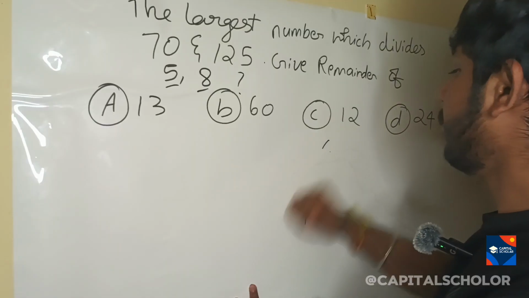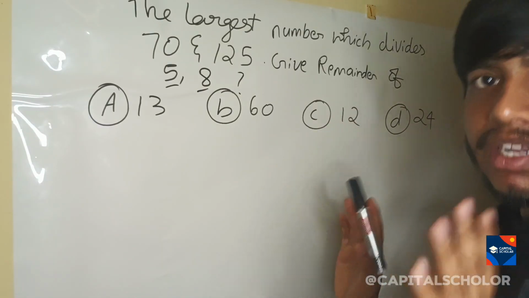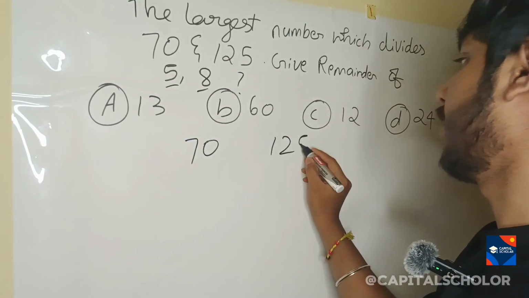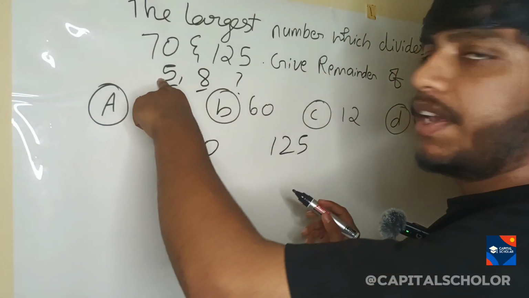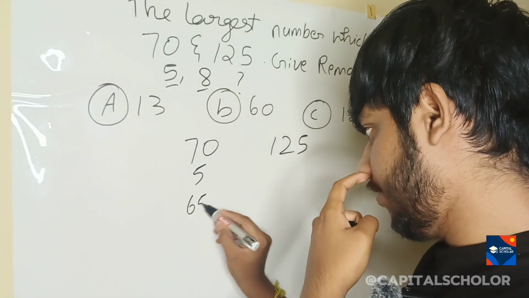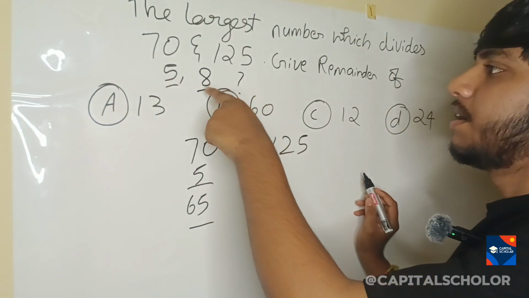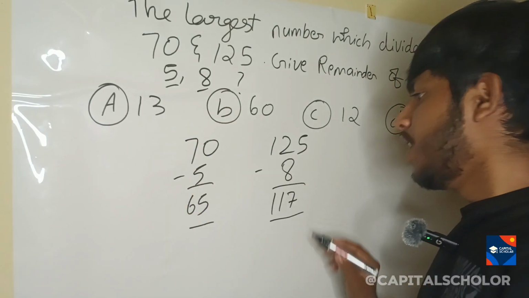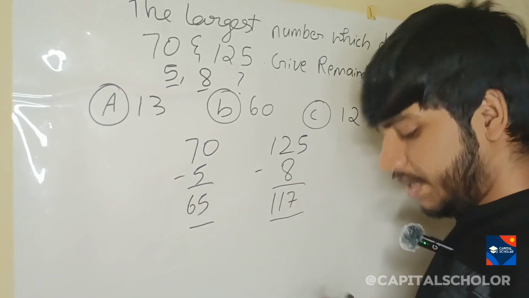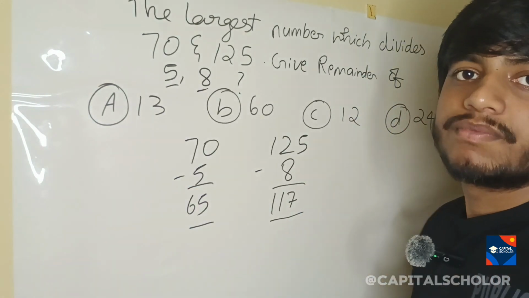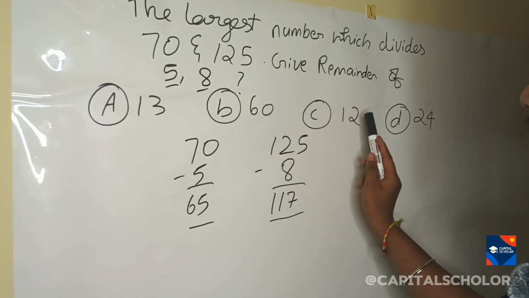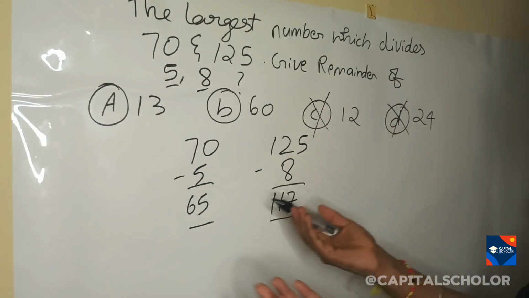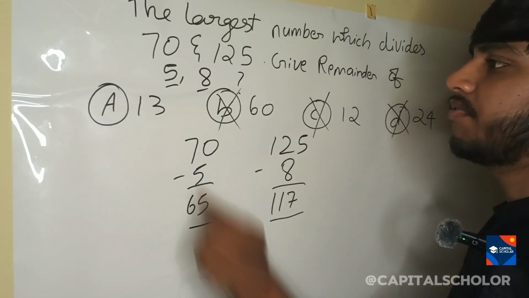So what will be the largest number? The simple thing is, let's subtract from 70 and 125. From 70, we subtract 5, which is the remainder, giving 65. From 125, let us subtract 8, which gives us 117. These two numbers can be divided by the same number. Among the options, it cannot be divided by 24. No. It cannot be divided by 12. No. It cannot be divided by 60. No. So the only option left is 13.